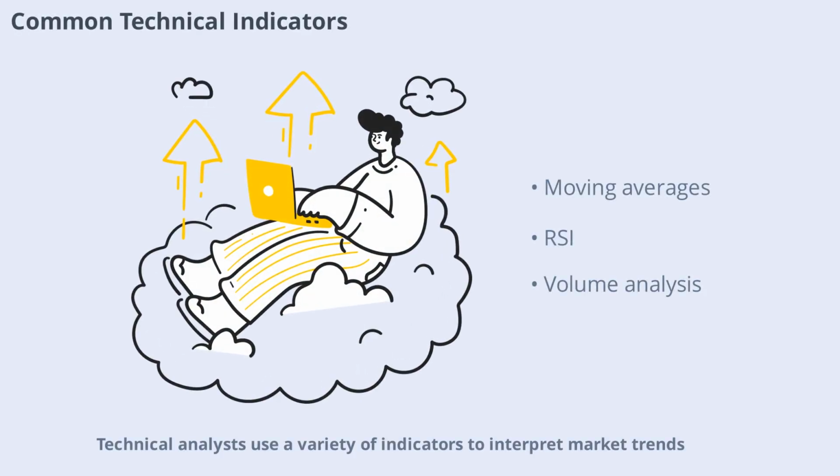Technical analysts use a variety of indicators to interpret market trends. Some of the most common include moving averages, which smooth out price data to identify trends, and the Relative Strength Index (RSI), which measures the speed and change of price movements. Other popular tools are Bollinger Bands, MACD, and volume analysis. These indicators help traders spot potential entry and exit points, making technical analysis a valuable tool for active market participants.